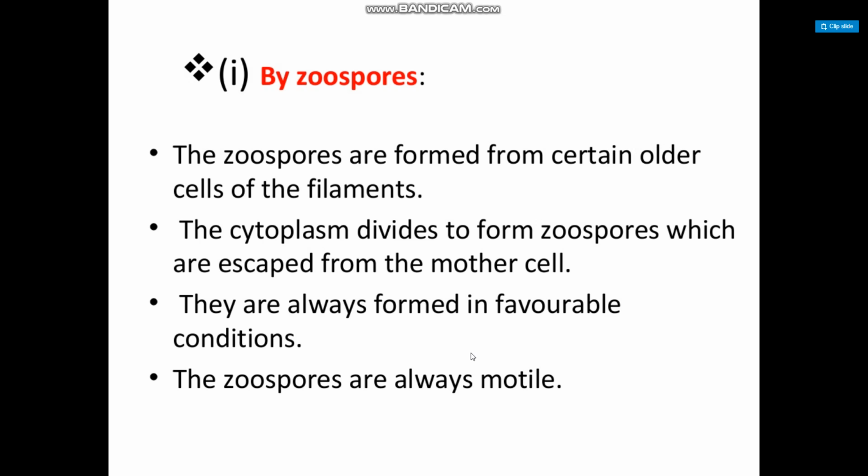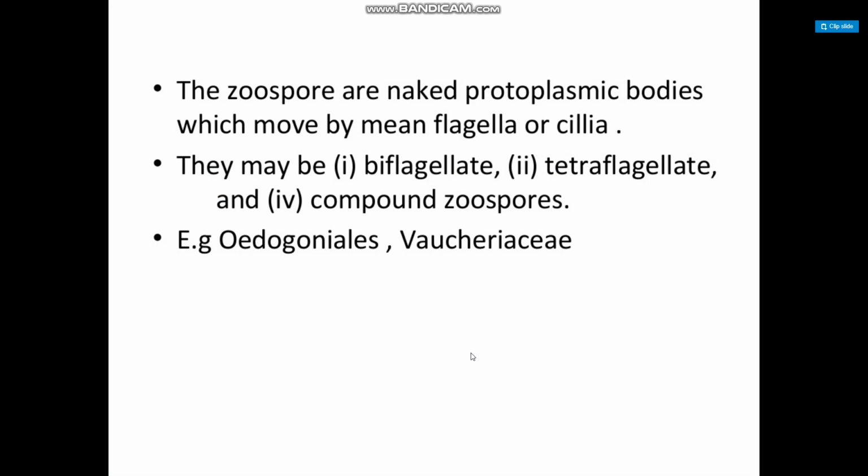They include zoospores. First, the zoospores are formed from certain older cells of filaments. The cytoplasm divides to form zoospores, which are released from the mother cell. They are always formed in favorable conditions. Zoospores are always motile. The zoospores are naked protoplasmic bodies which move by flagella or cilia, so they may be biflagellated, tetraflagellated, or compound zoospores, for example Oedogonium and Vaucheria.